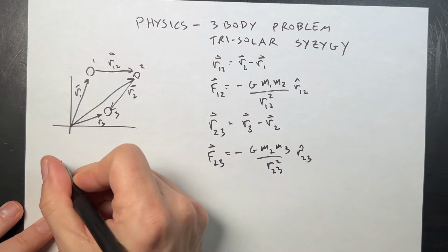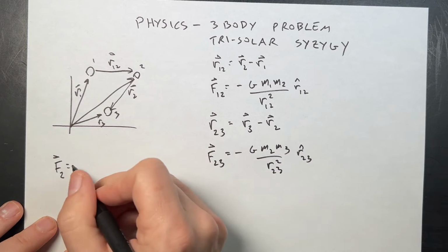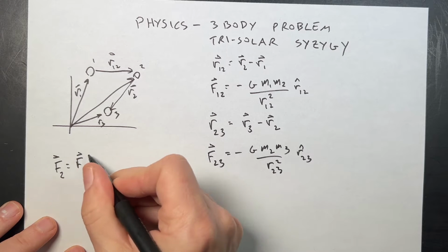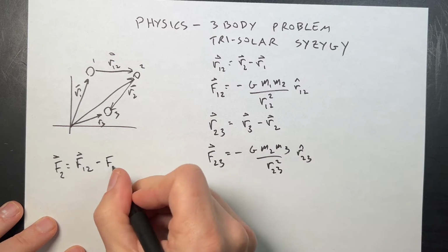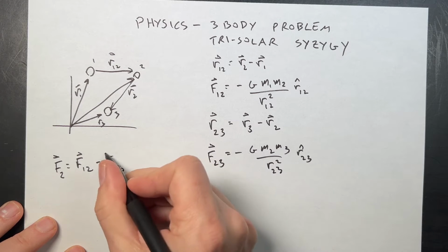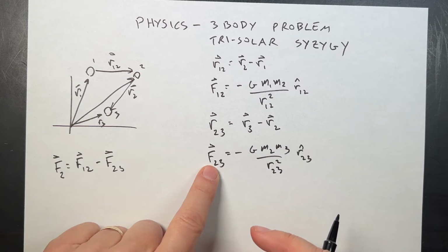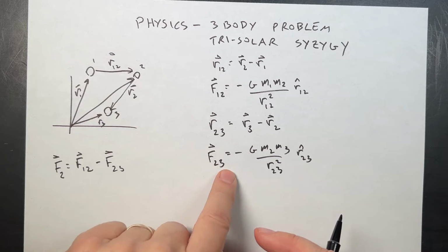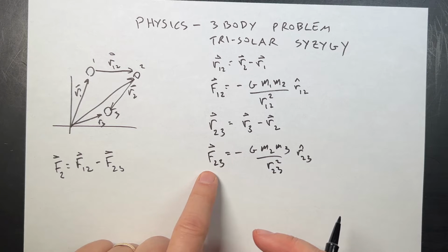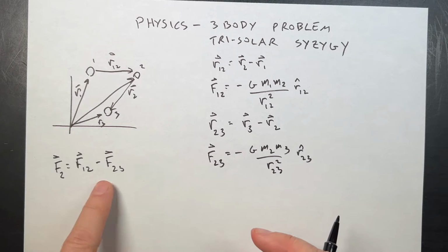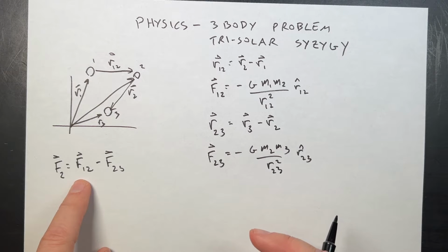Now, I need to find the net force on object 2. And I'll also call it F2. It's going to be equal to F12 minus F23. This is the convention I'm going to use, right? Because I need to add up all these forces, but I don't want to have to recalculate this. Since I have F23, the force on 2 due to 3 is the opposite of that. So that's why this is negative. But this is F12, so it's fine.